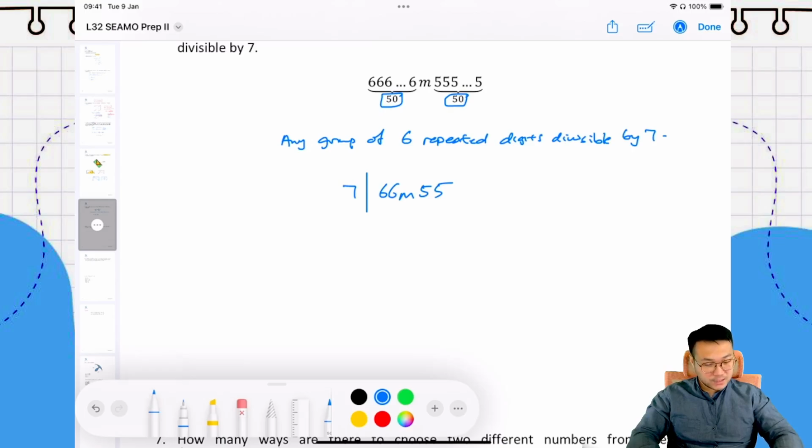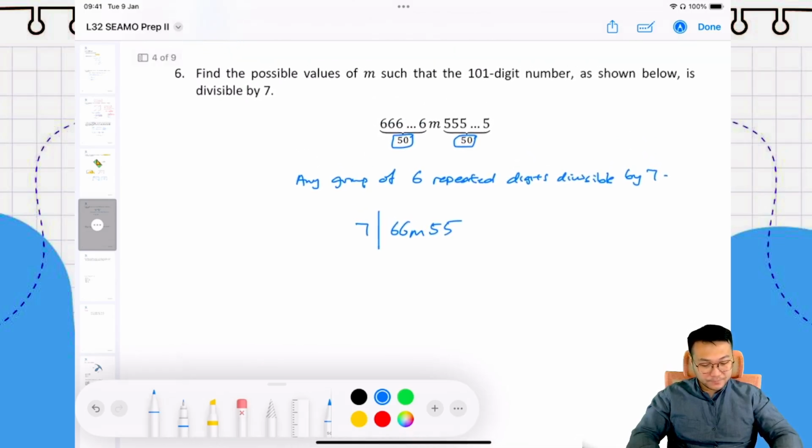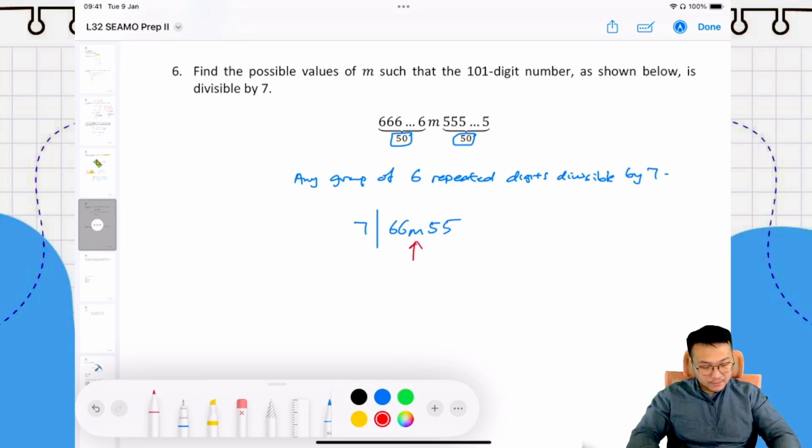Everyone, I'm going to give you 2 minutes. You are going to think about it. What is the value of m that will make sure that 7 can divide this number? Type your answer in the chat. Your time starts now.